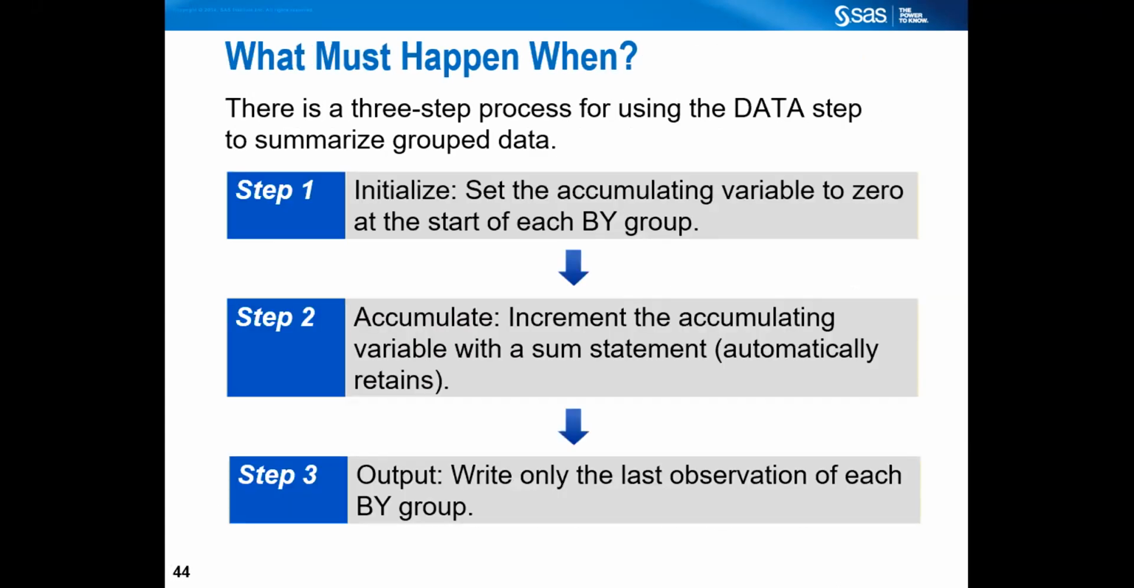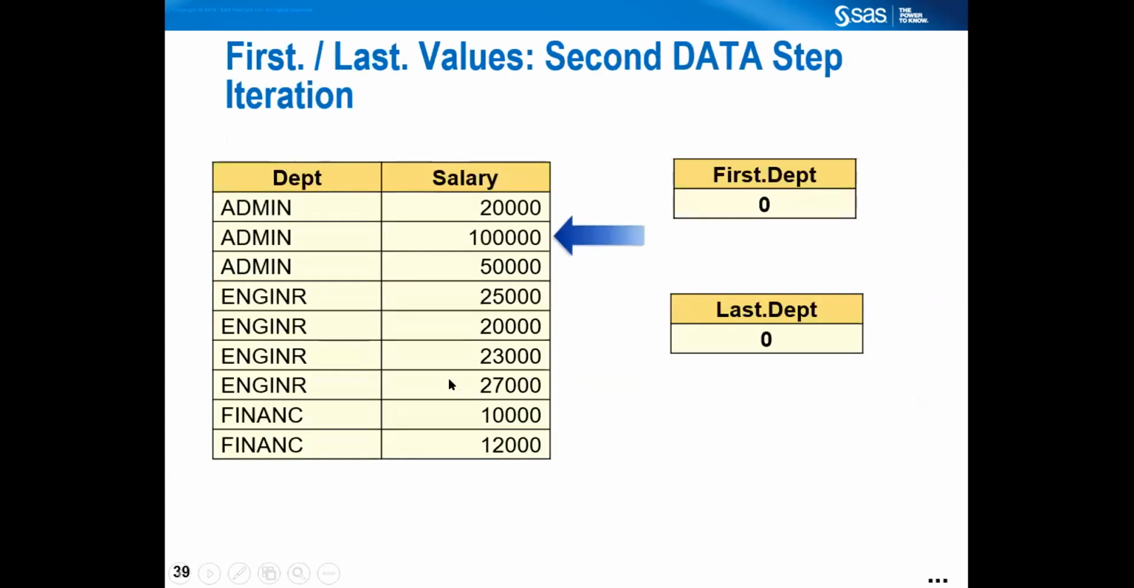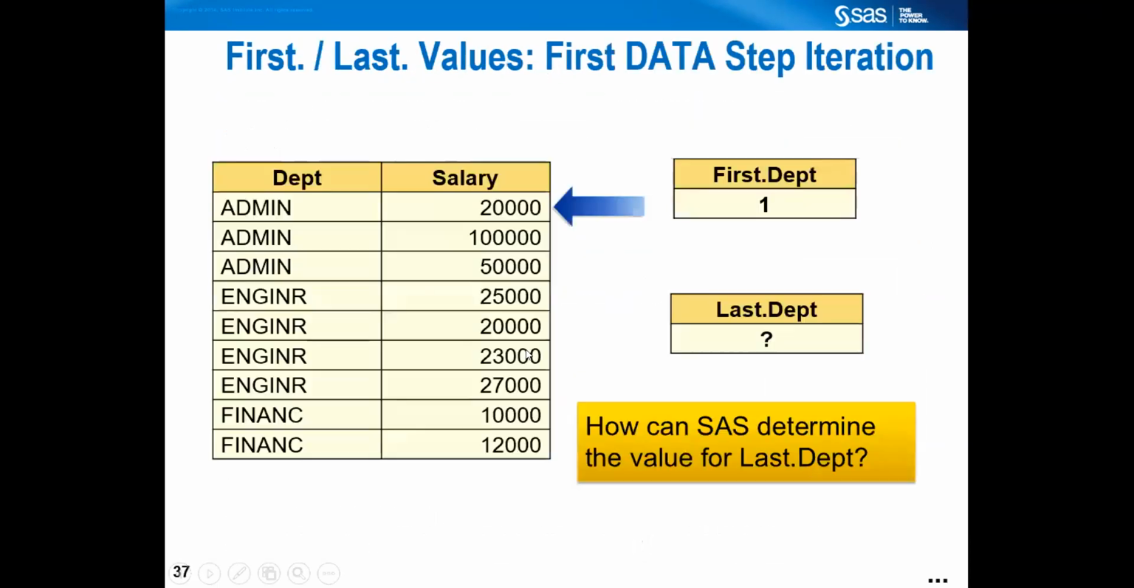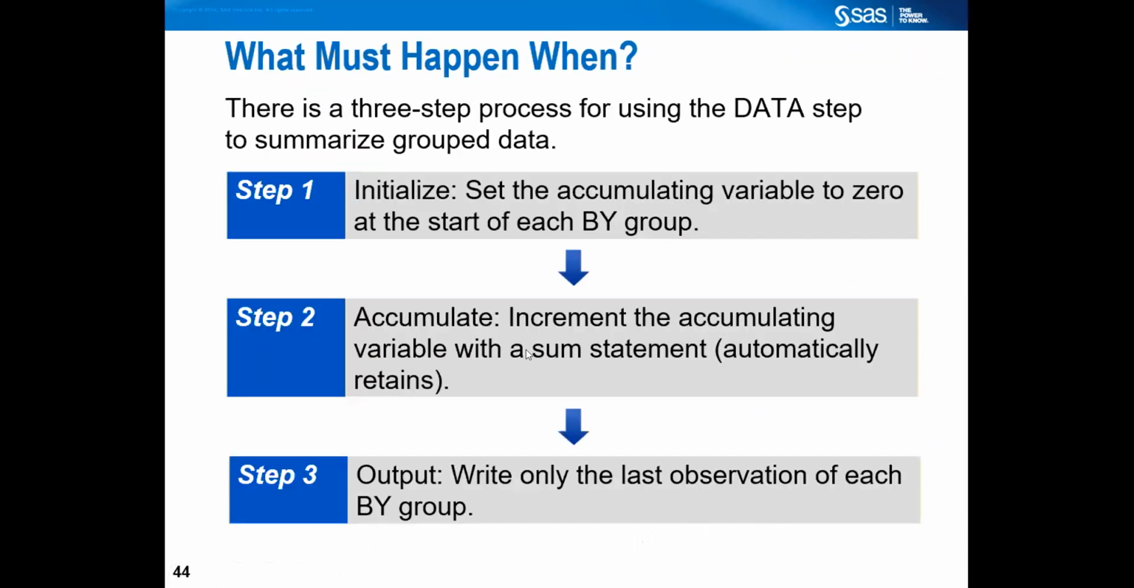Now how we are going to use this in our programming to process your data in groups, and to calculate the total salary within groups. So there is a 3-step process for using your data step to summarize group data. First, within your data step, set the accumulating variable to 0 at the start of each by group. Before moving into this, I'll show you this code by writing it itself. So which data do we have? Orion dot special sals.